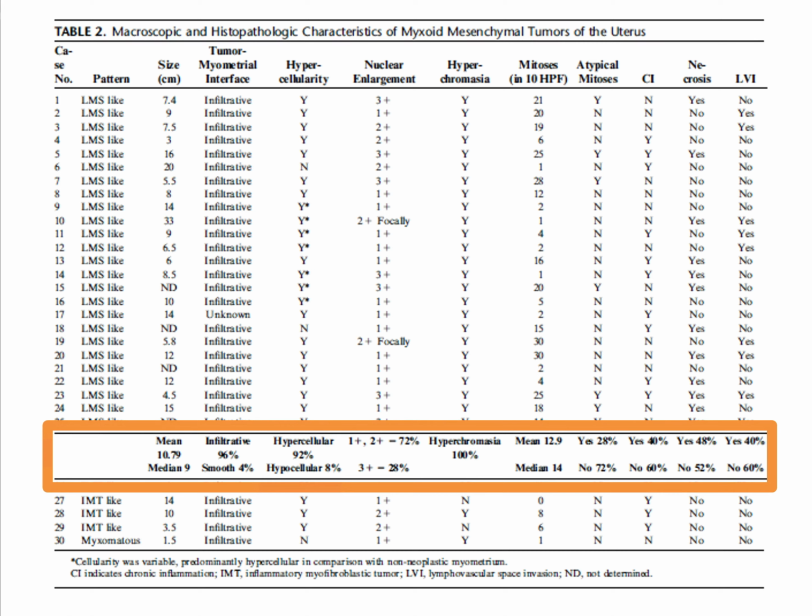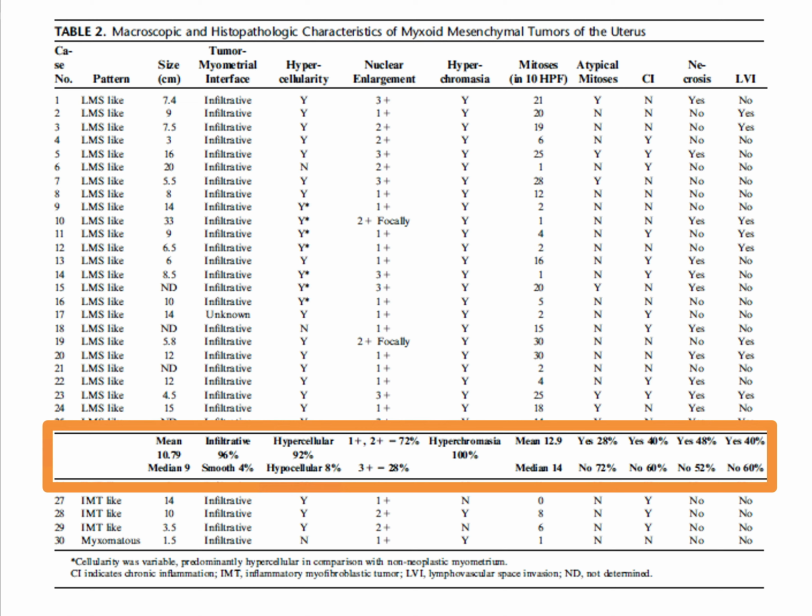But of all the cases that were myxoid leiomyosarcoma-like, the mean size was about 11 centimeters. They almost all had an infiltrative border. They were almost all hypercellular. They almost all had some nuclear enlargement. Only a small percentage had marked nuclear enlargement, which is what they're saying, that the atypia doesn't have to be severe. Hyperchromasia was present in almost all cases.